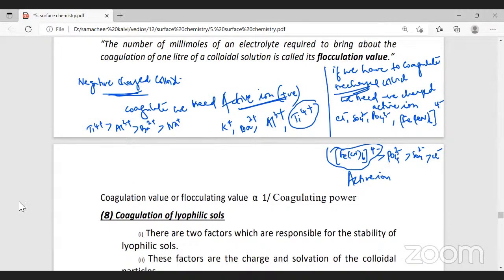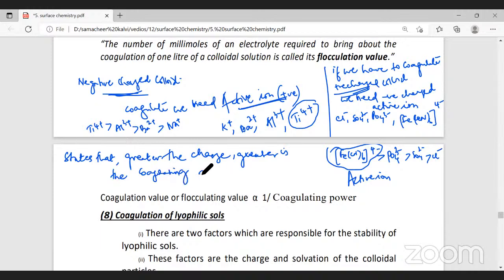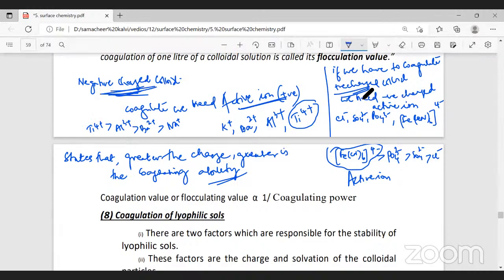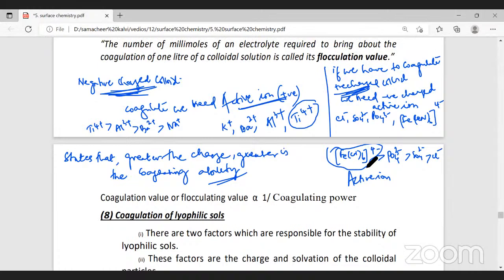Now, what is this Hardy-Schulze rule? Hardy-Schulze rule states that greater the charge, greater is the coagulating ability. Now, in case of coagulating the negatively charged colloid, titanium is the active ion. Titanium is greater. In order to coagulate positively charged colloid, FeCN6 4- is the active ion because the charge on FeCN6 4- is more compared to all the other ions. This is called as Hardy-Schulze rule.